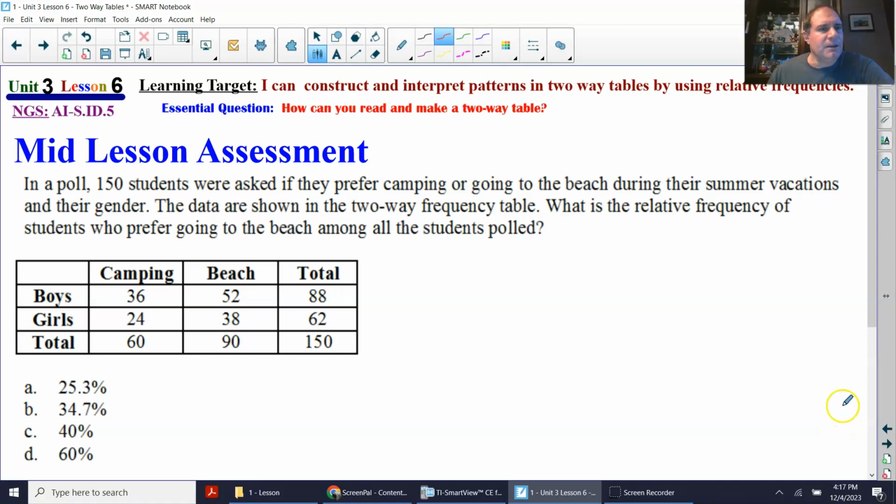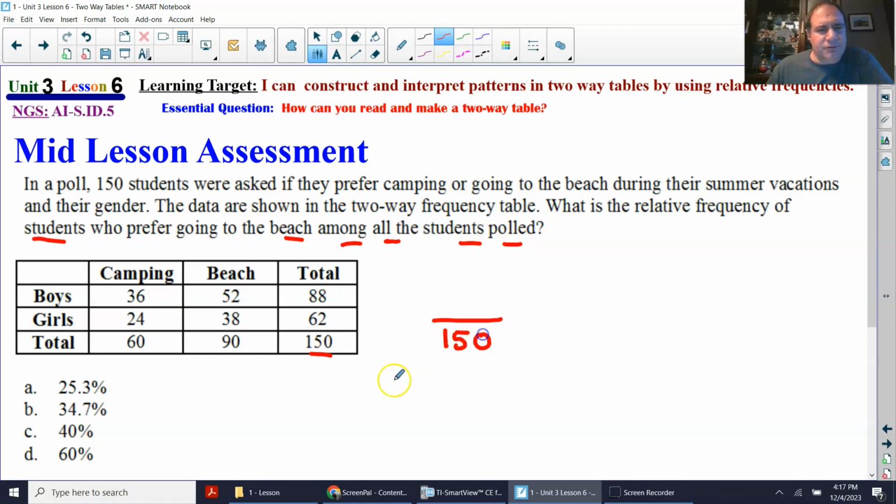The mid-lesson assessment. On a poll, 150 students were asked, there's 150 right here, if they prefer camping or going to the beach on summer vacations. The data is shown in a two-way frequency table and the relative frequency. All right, what is the relative frequency of students who prefer going to the beach among all of the students polled?